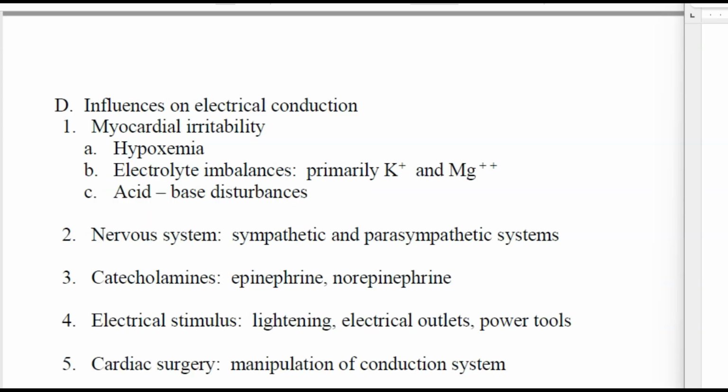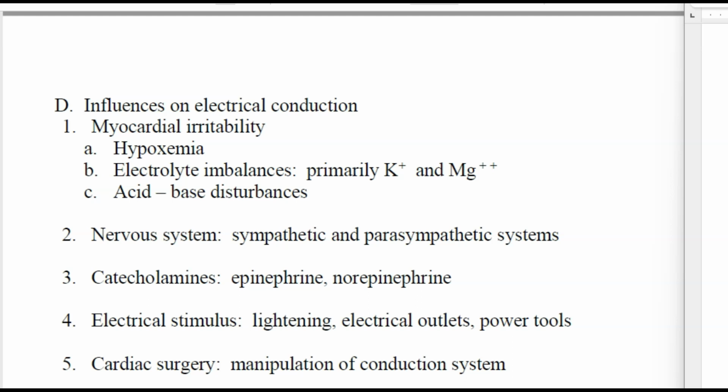Influences on electrical conduction. There are many factors that can affect the conduction system or the electrical activity of the heart. Myocardial irritability is usually affected by hypoxemia and electrolyte imbalances, especially K, or potassium, and mag. So whenever you're at the hospital and your patient all of a sudden starts to experience abnormalities in their rhythm, one of the first things you may want to check is their K and mag. Another thing that can affect myocardial irritability is acid-base disturbances. If it's too acidic or too basic, those can cause some dysrhythmias.